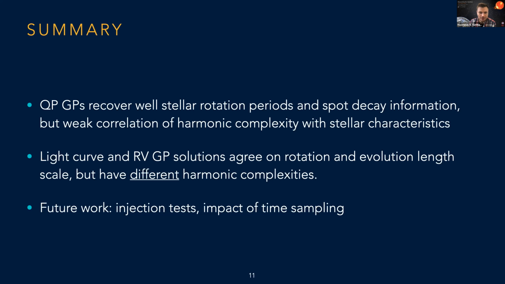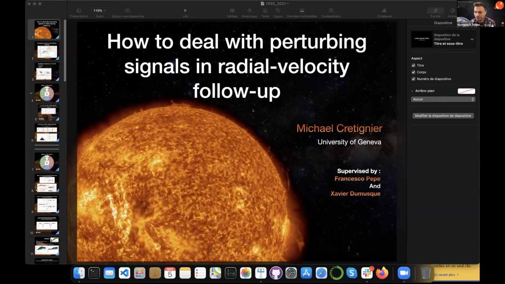We have 5 more questions that we couldn't get to, but please answer them in the Slack. There's a few with overlap, a few I'm really interested in, especially about what optimization, MCMC or nested sampling, what priors, etc. Yes, exactly. Sorry, I didn't get time to get into all of those details. Thank you so much again for a wonderful talk, and we'll look forward to your answers in Slack. And next up, we have Cretignier, who's going to speak to us about how to deal with perturbing signals in radial velocity follow-up. Please feel free to share your slides, and I'll hand over to you, Michael.